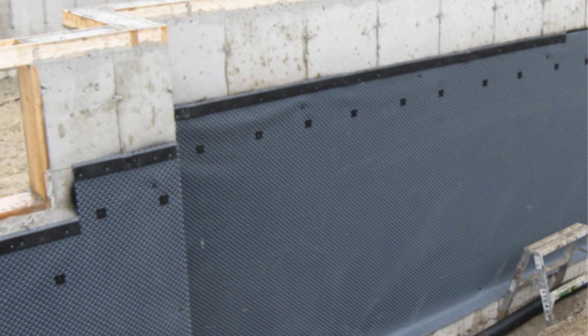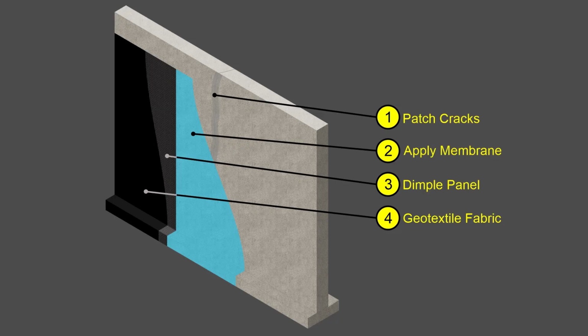Effective foundation waterproofing is more than just one product. It's a system with three critical components: a waterproof membrane to protect the concrete, a drainage mat to relieve hydrostatic pressure and allow water to drain down, and an aggregate covered pipe drain at the footing level to carry water to daylight or to the sump pump.